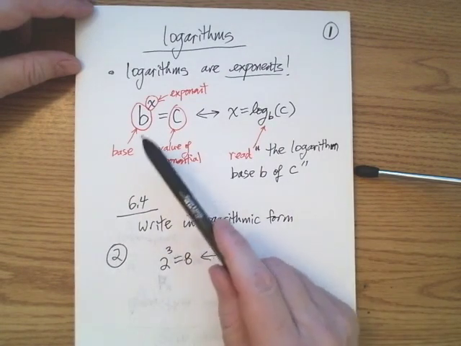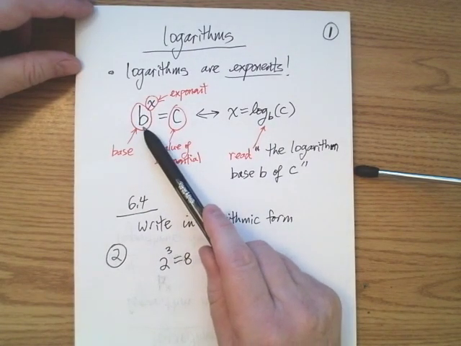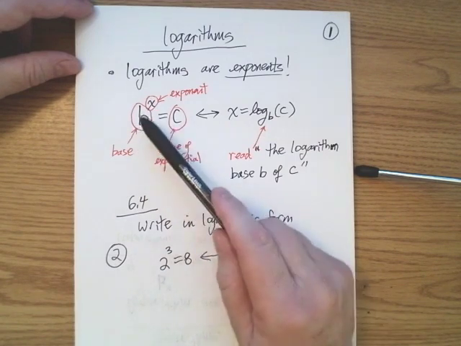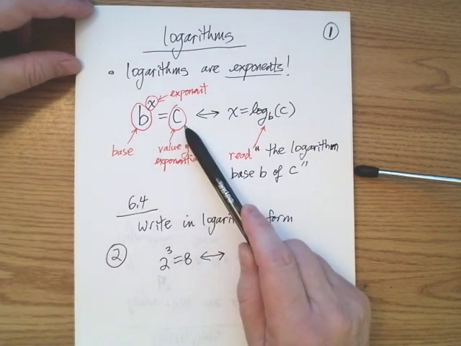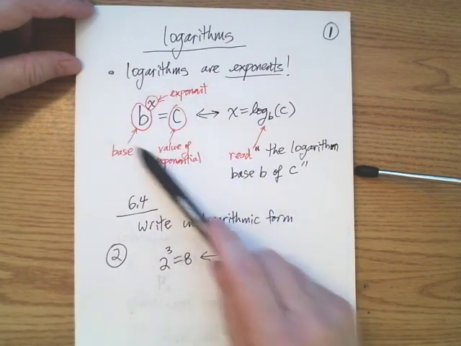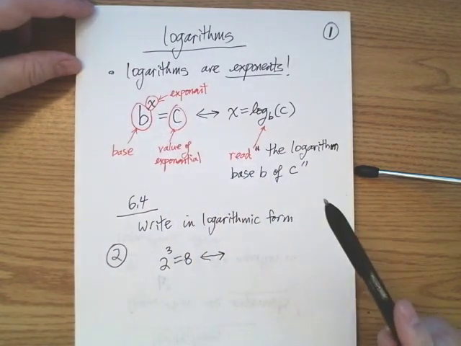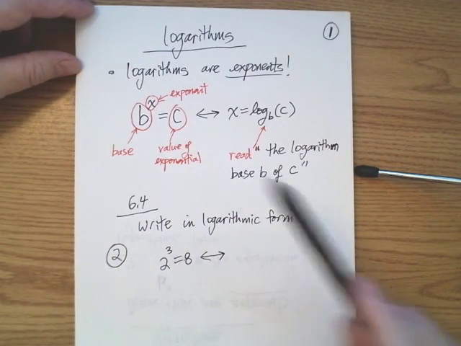Let's say I'm dealing with a situation where I've got a base b. Remember, bases are positive numbers that are not equal to 1. So b is greater than 0, not equal to 1. b to the x power is equal to c, presumably. So I've got an exponential form here written this way: b to the x power is equal to c.